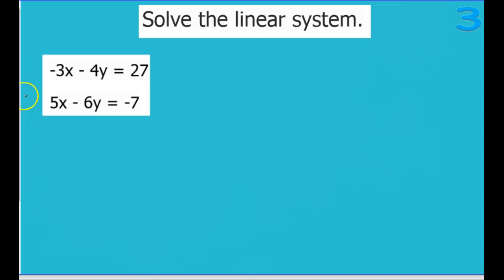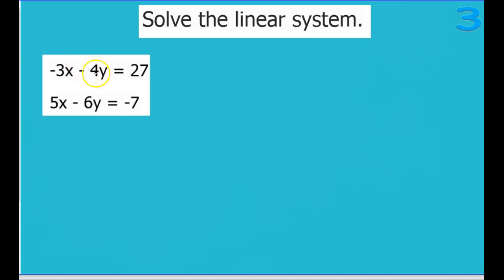Here, if we look at this problem, both of our 3x and 5x and negative 4y and negative 6y, they both don't look very nice. It doesn't look like we can multiply by one thing to give us the same number. So what we're going to need to do is multiply by both. So we're going to pick a number that's going to be the same for the top and the bottom.